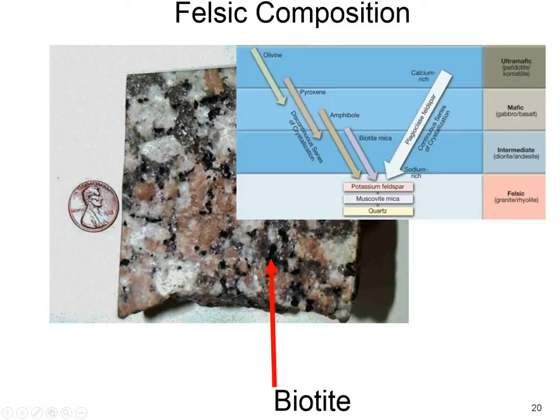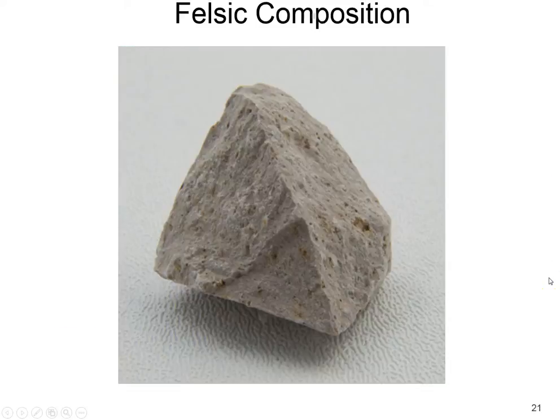If we pull up Bowen's reaction series, you can see that the minerals found in this felsic composition rock mainly occur at the bottom. Lots of quartz, lots of muscovite, lots of potassium feldspar, a little bit of biotite, a little bit of amphibole, a little bit of plagioclase. But these 3 at the bottom really are the stars here.